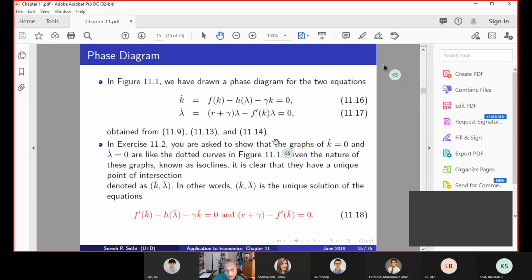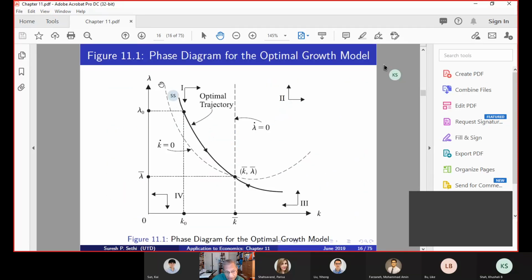So you have an exercise to show that, because they're functions, we know their derivatives and everything. You need to find out what is the shape of k dot equal to 0. The k dot equal to 0 has a shape like this in the lambda k space. And in the exercise, you're supposed to find out that it first decreases, then increases. Now, if that decreases, then increases, and this is a straight line, then it's easy to figure out that there is an intersection point, and the intersection point is k bar, lambda bar.